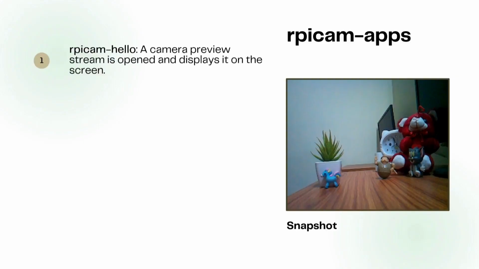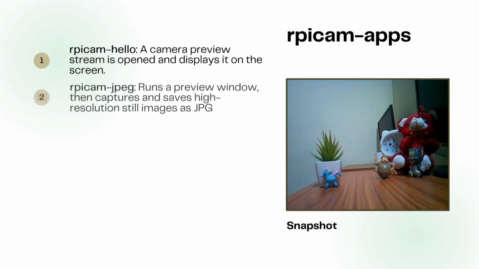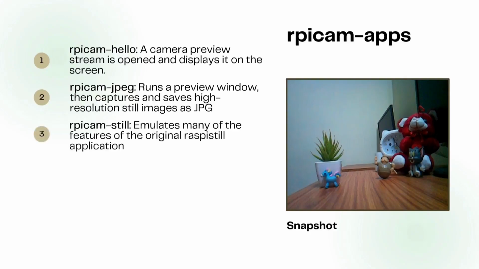On running this tool, a camera preview stream is opened and displayed on the screen. This is good for testing and previewing the scene. rpicam-jpeg. This tool runs a preview window, then captures and saves high-resolution still images as JPEG. rpicam-still. Earlier OS versions used a camera tool known as raspistill for capturing images. rpicam-still emulates many of the features of the original raspistill application.